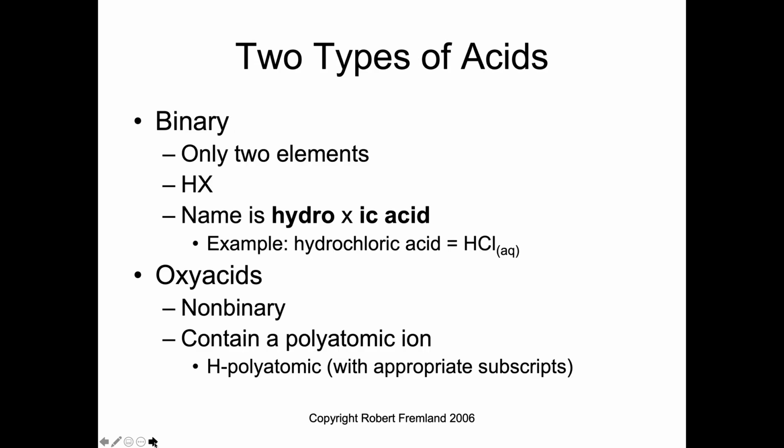All right? So binary acid, meaning there's only 2 elements, that means it's H and another element. The name is hydro-, -ic acid. So for example, hydrochloric acid. Oxyacids, or you can say anything that's not binary, it's going to be H and a polyatomic ion.